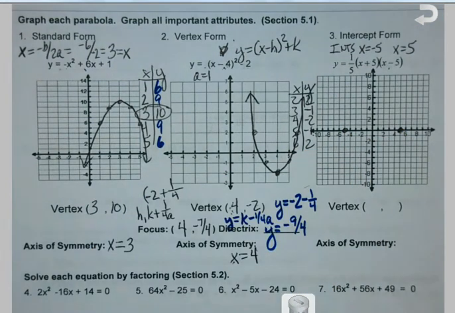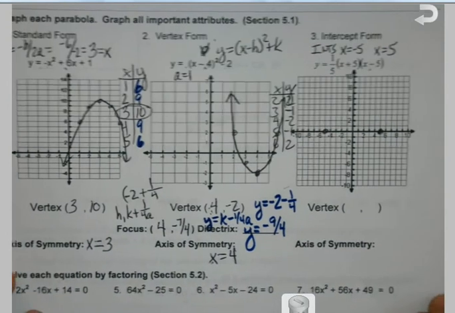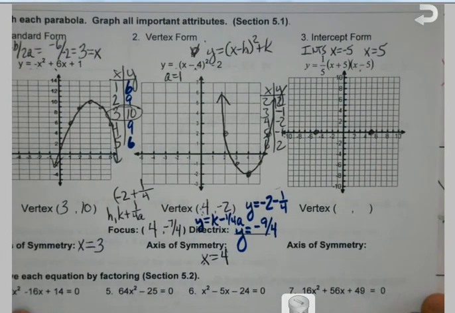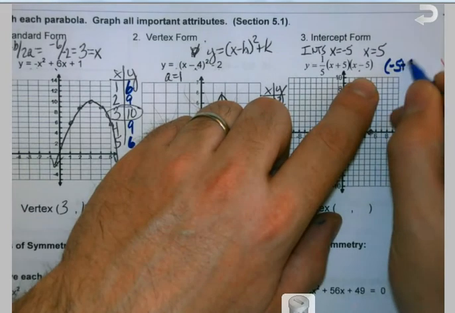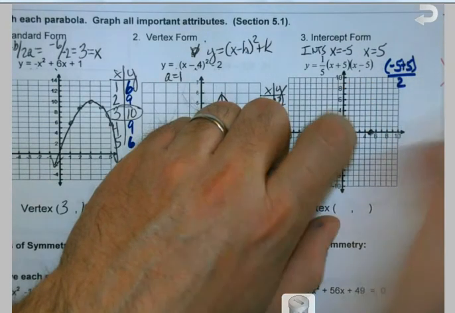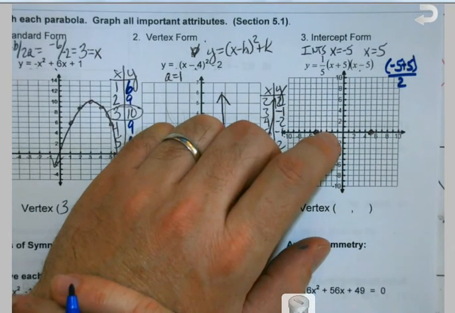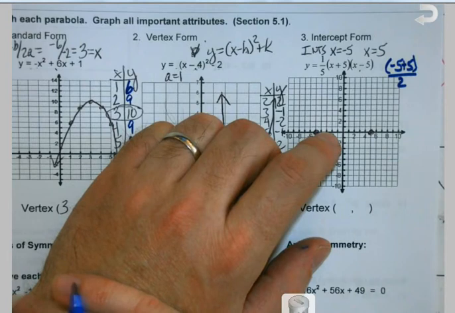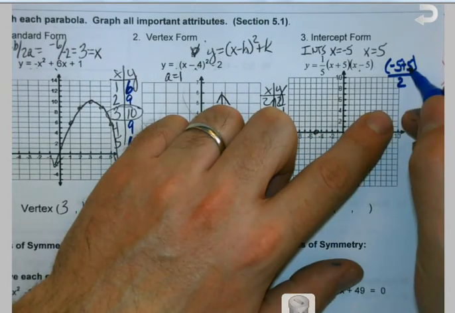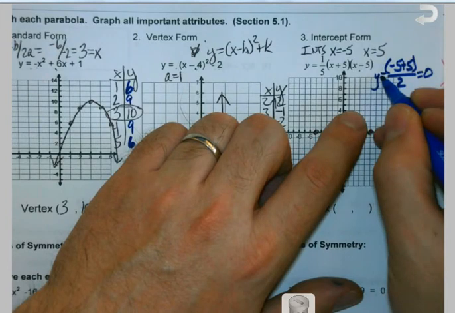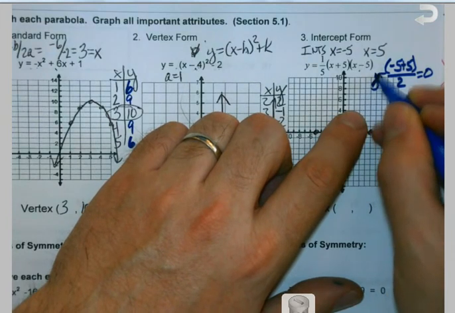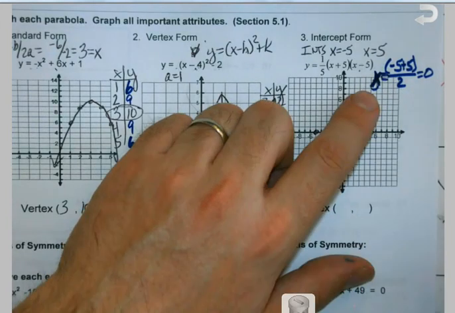And we've talked about a couple of ways that I can find my vertex here, but the one that's going to be most consistent, so I'm going to use that, is to take my two intercepts, add them up, and divide by 2. Notice I used parentheses in the numerator, otherwise your answer is not going to come out right. -5 plus 5 is 0. 0 divided by 2 is 0. And that would be my x value of my vertex.